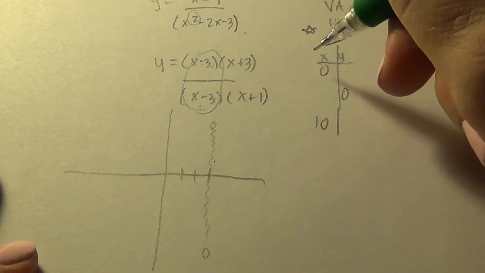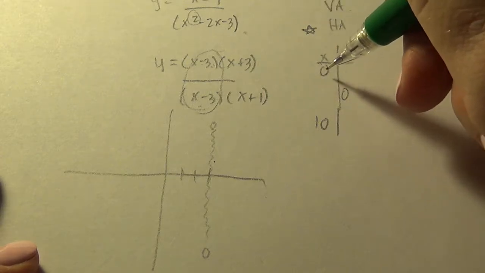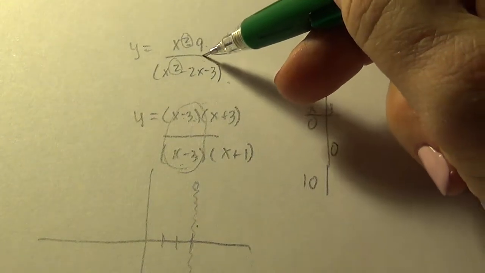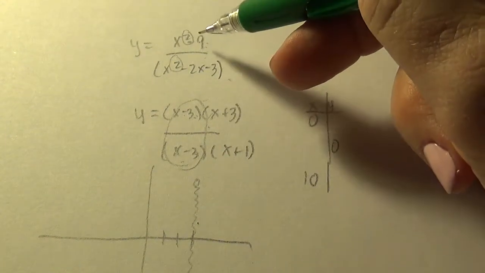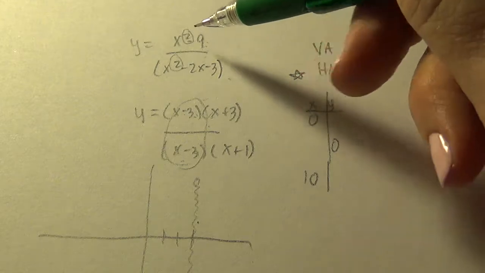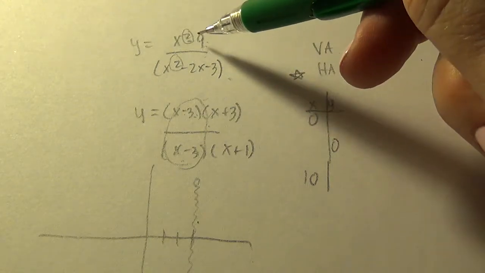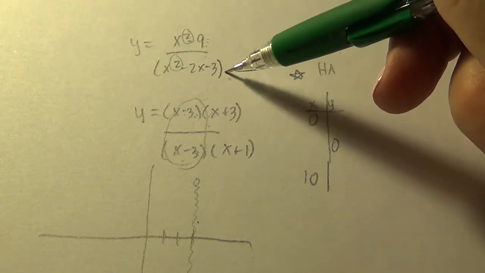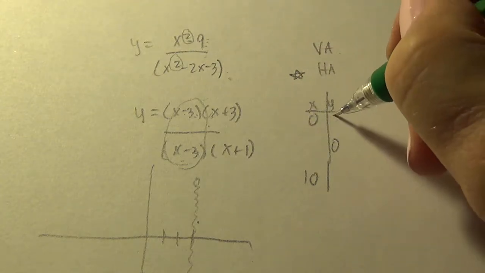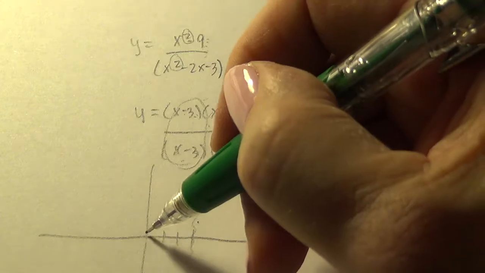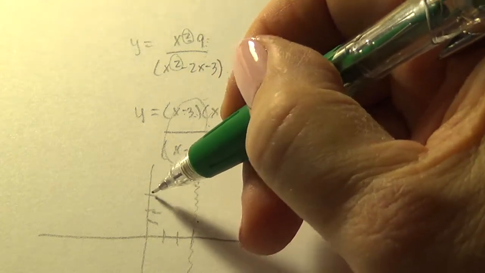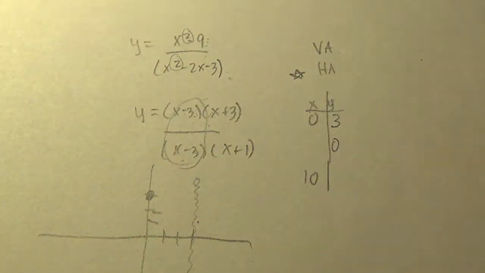So let's continue. Let's say when x is 0, it's probably easier to put x is 0 into this form. These are equivalent. Use the one that works the quickest. So when I put x is 0, I get minus 9 over minus 3, which is positive 3. So I quickly identified a point, 0, 3. It's got to cross there.